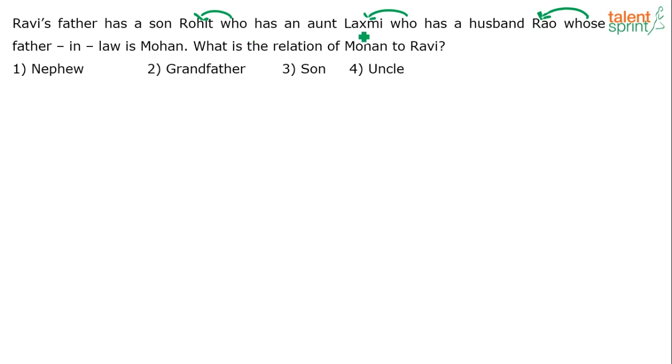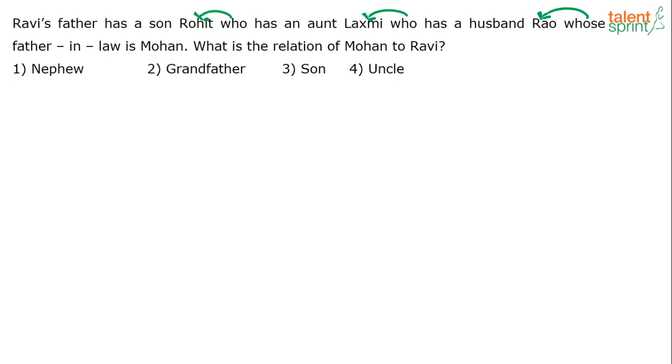So when we say who has an aunt Lakshmi, who's who here? Rohit, right? We are referring to Rohit. Who in this case is Lakshmi, right? Lakshmi has a husband Rao. And whose father-in-law is Mohan? Rao's father-in-law is Mohan, right? Whose here refers to Rao. So that's one important point, and I think that's the only point which you need to understand, right?